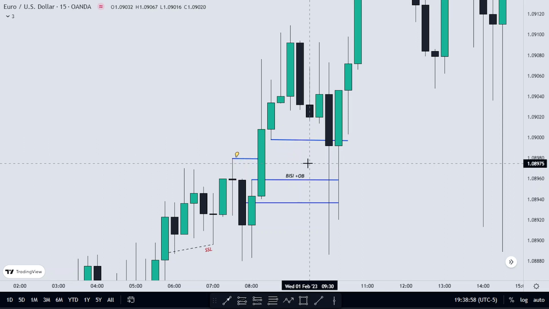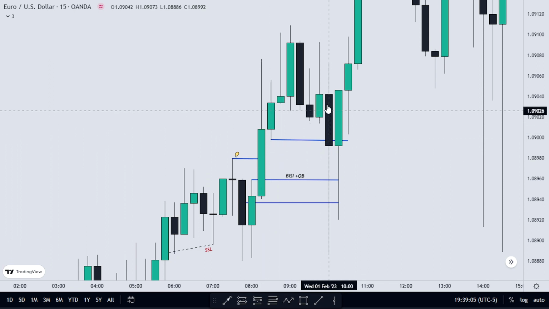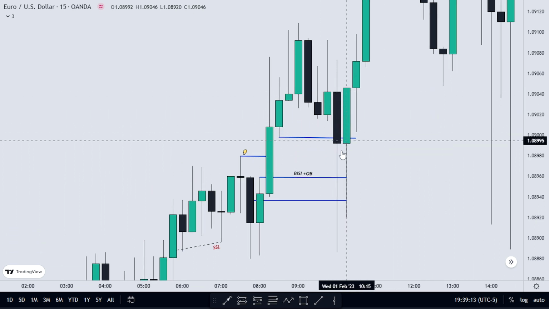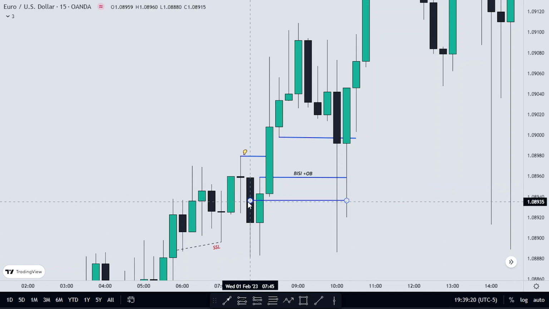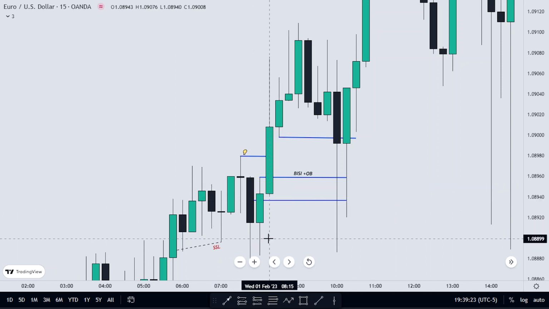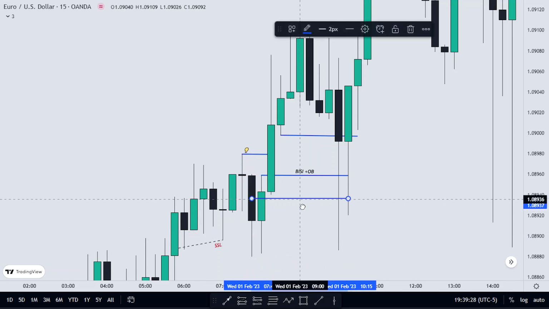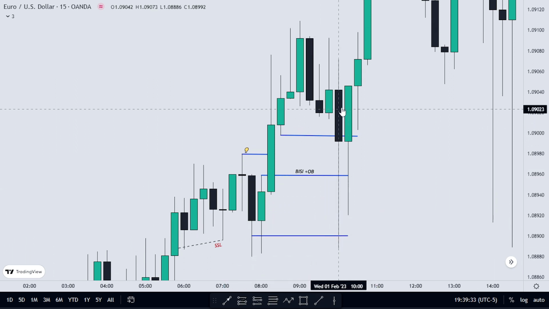So instead of taking my entry at the CE, that's the middle point or the 50% of the fair value gap, I waited for this news to come out to see the damage that it will cause. So the news release spiked price through this fair value gap, the BC, down to the OB, to the main threshold, all the way down to this wick's CE as well, which was a very good confirmation, because after the spike down, we rejected all the way up.